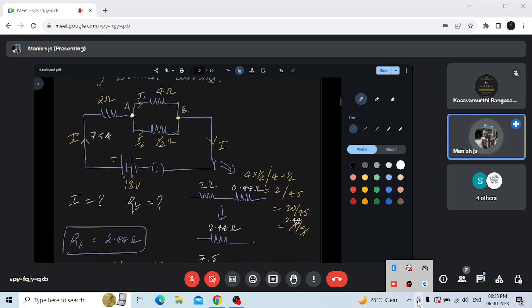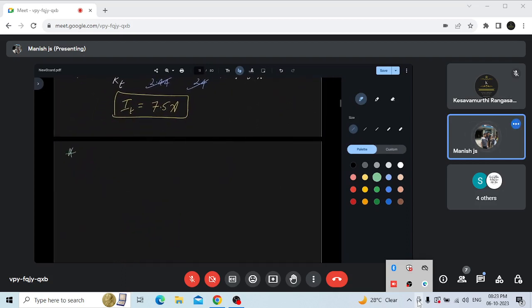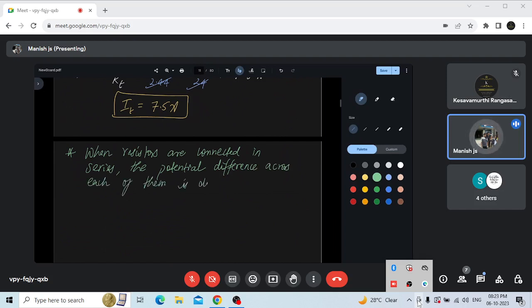when you have two resistors connected in parallel, the potential difference across them will be the same. There are two important rules that you need to know. When resistors are connected in series, the potential difference across each of them is different. So the potential difference is going to be different.